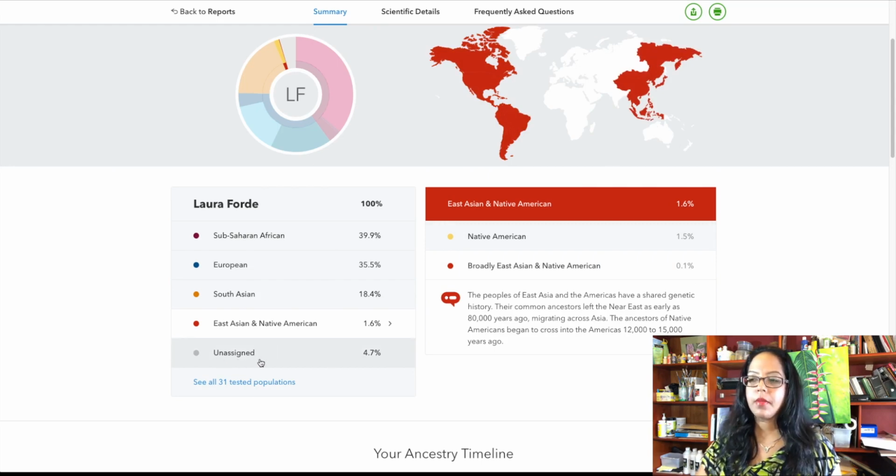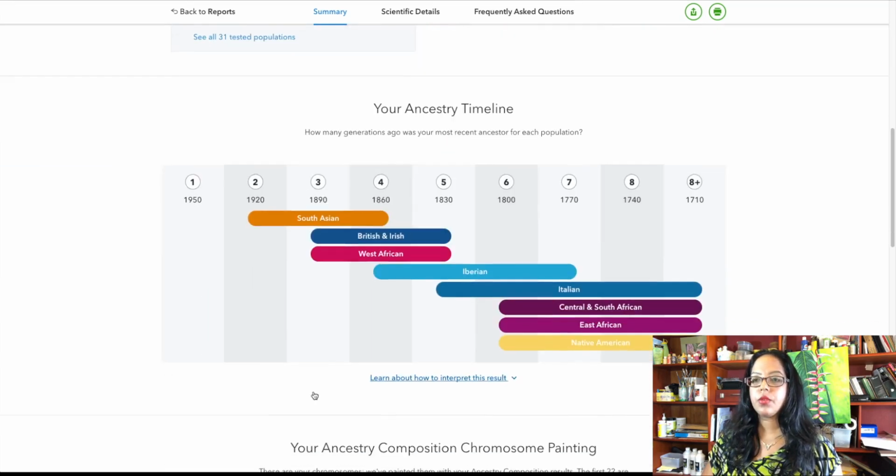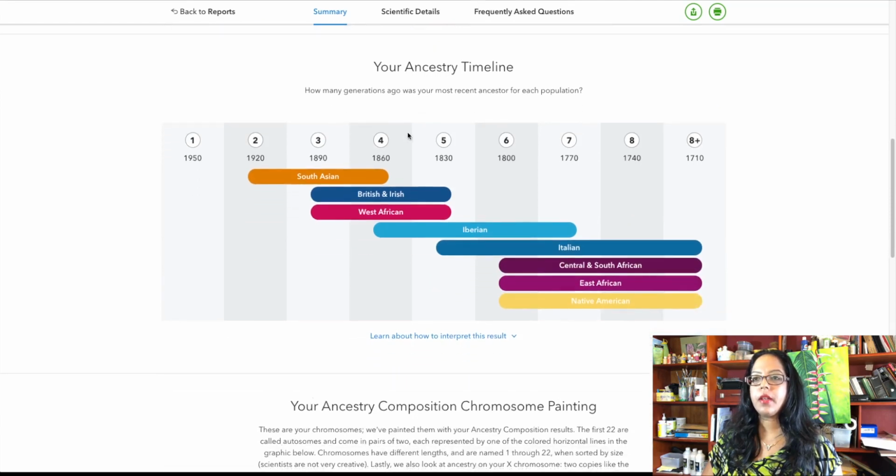And then at the bottom here, I am 4.7% unassigned, meaning that parts of my DNA, they can't figure out exactly where it is from, where I'm from. So I guess as they get more data, they'll be able to assign the particular DNA to that 4.7%. So if you scroll down here, now it shows you your ancestry timeline.